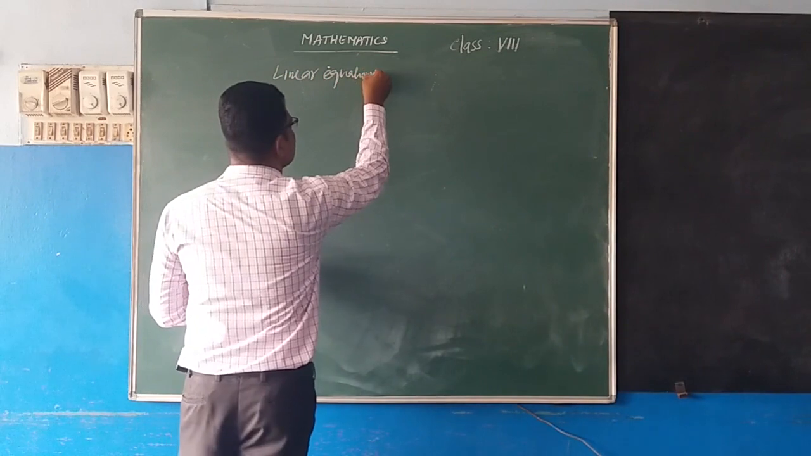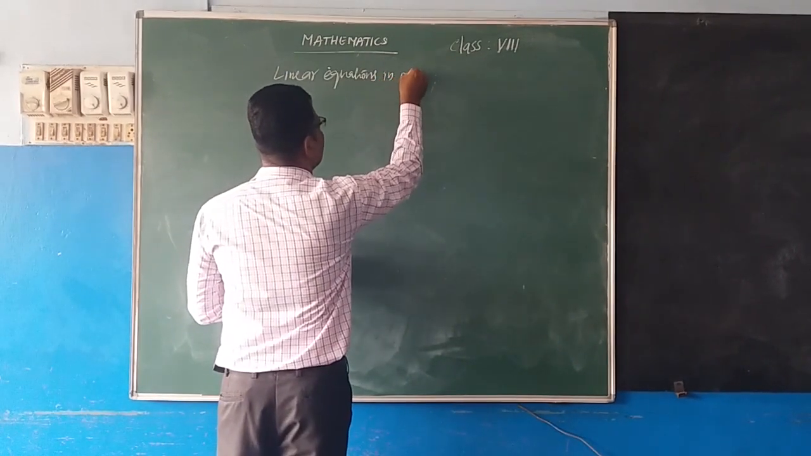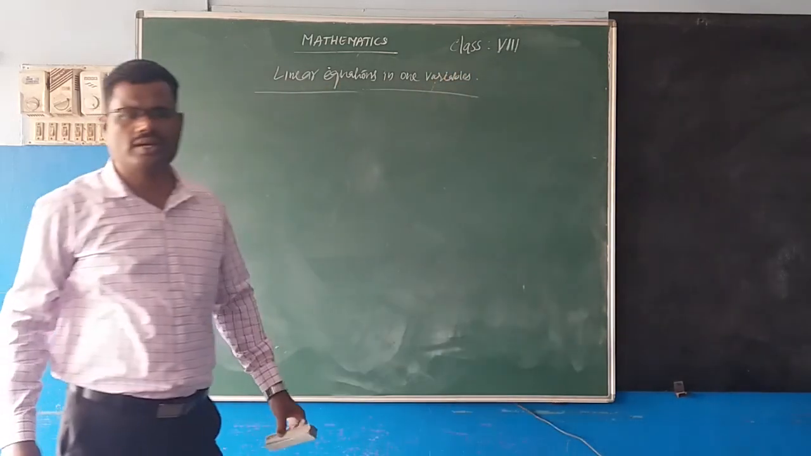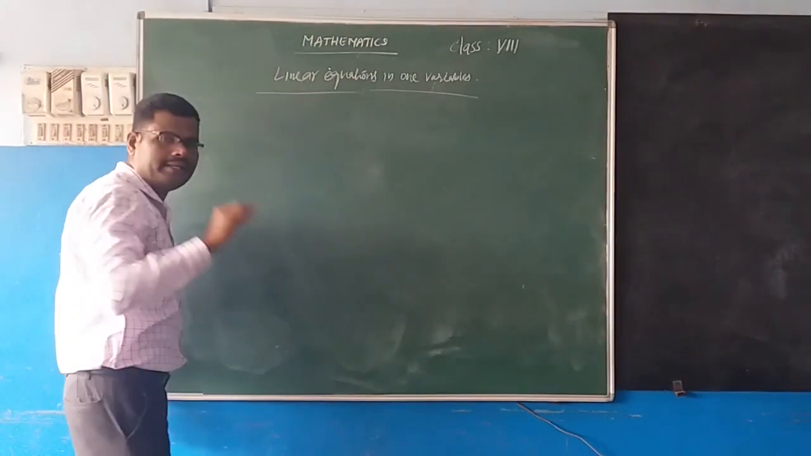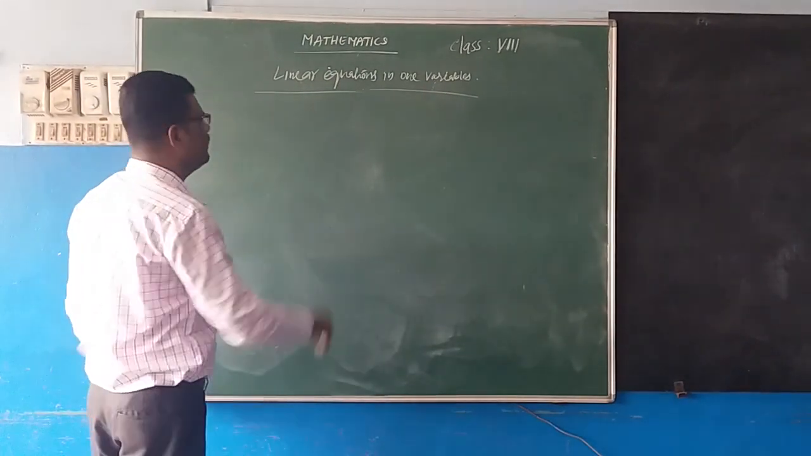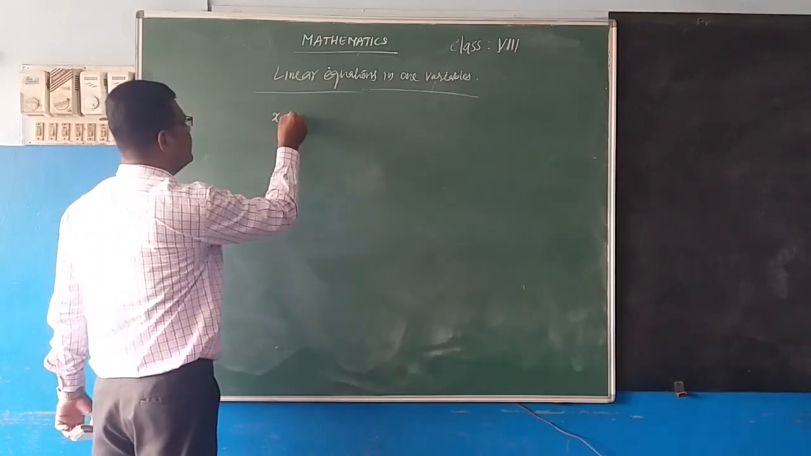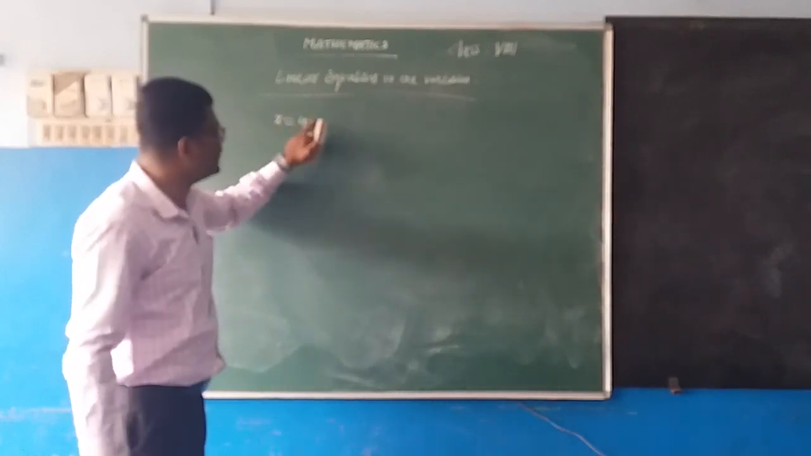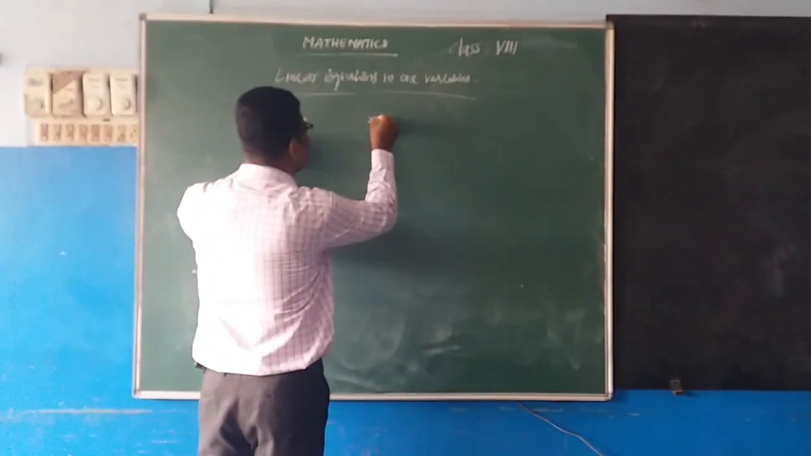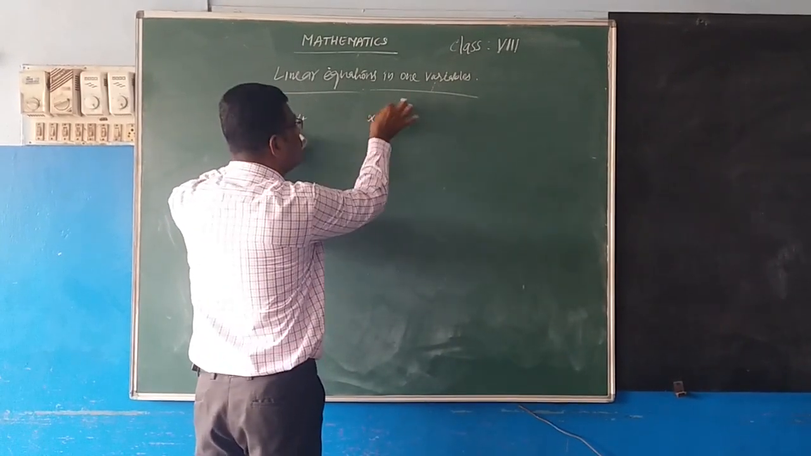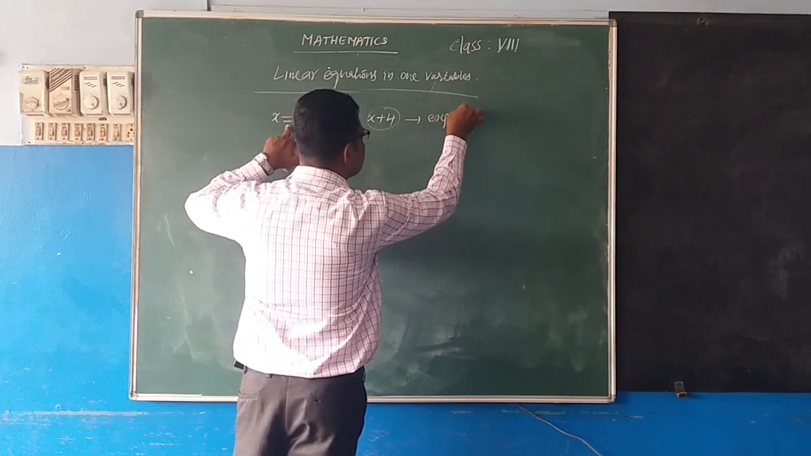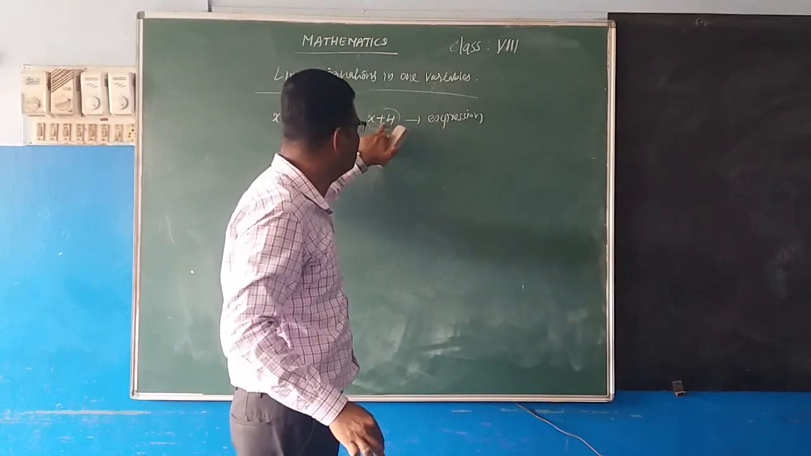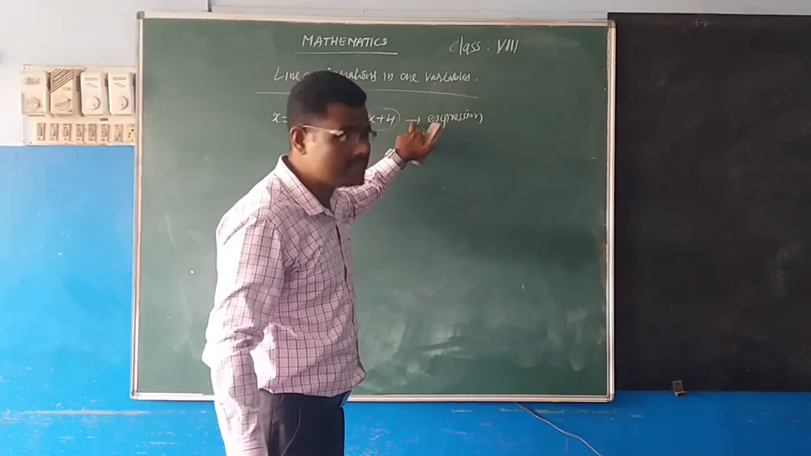Linear equations in one variable. So what is the meaning of linear equations? You might have learned equations. Equation is a statement containing two sides with an equal sign. So x is equal to 4. Is x plus 4 an equation? No. It has only one side. It is called an expression. Clear? Equation has two sides, whereas expression has only one side.